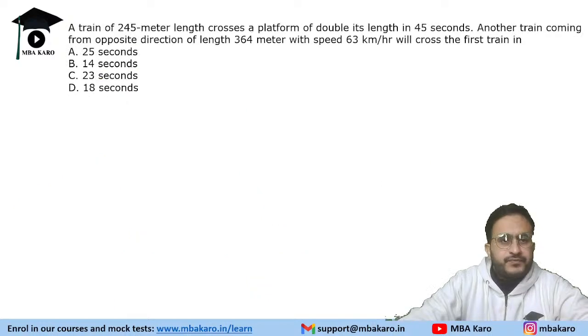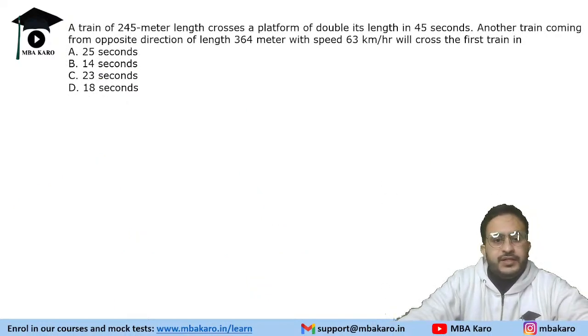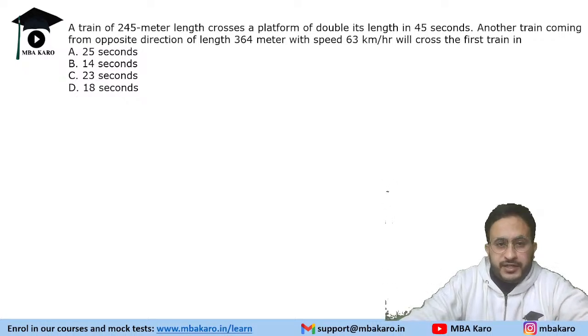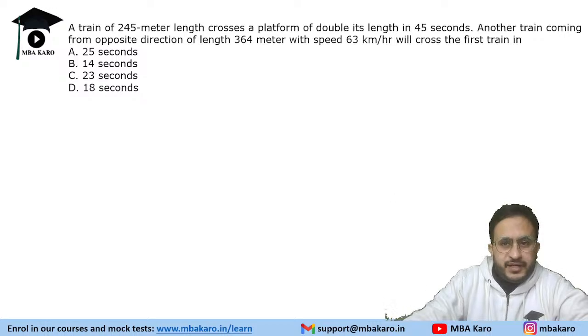Okay. All right. Let's see the next question. A train of 245 meters length crosses a platform of double its length in 45 seconds. Another train coming from opposite direction of length 364 meter with speed 63 kilometer per hour will cross the first train in how much time?